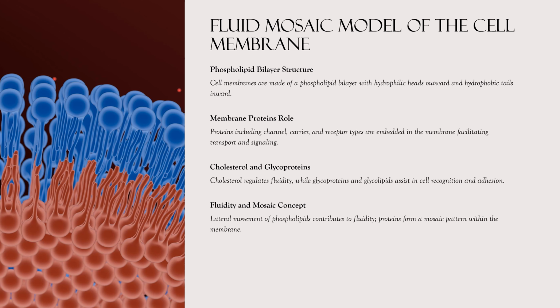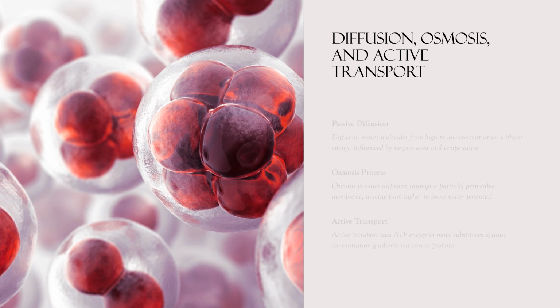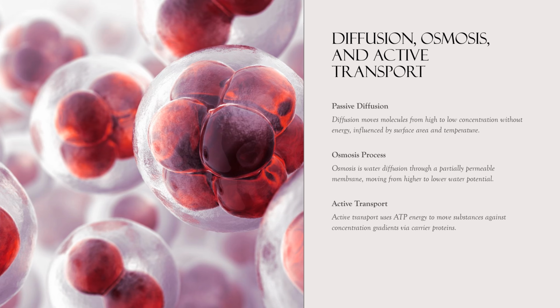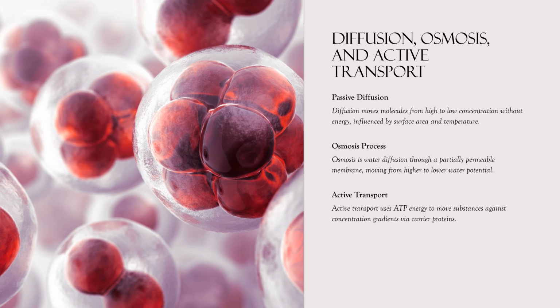Understanding membrane structure allows explanation of selective permeability and transport mechanisms. Transport across cell membranes is vital for maintaining cellular homeostasis. Diffusion is the passive movement of molecules from a region of higher concentration to lower concentration and is influenced by factors such as surface area, concentration gradient, and temperature. Facilitated diffusion involves carrier or channel proteins and is also passive.